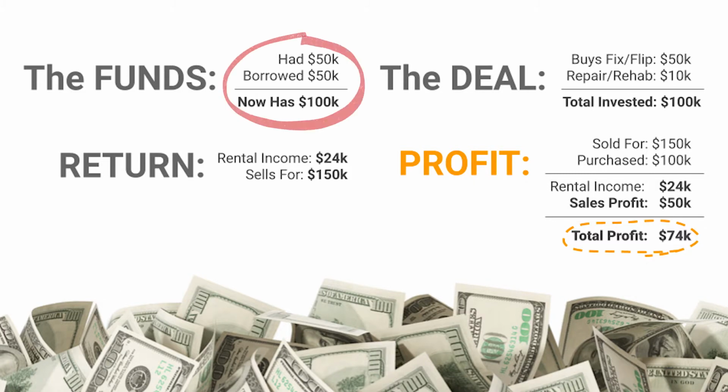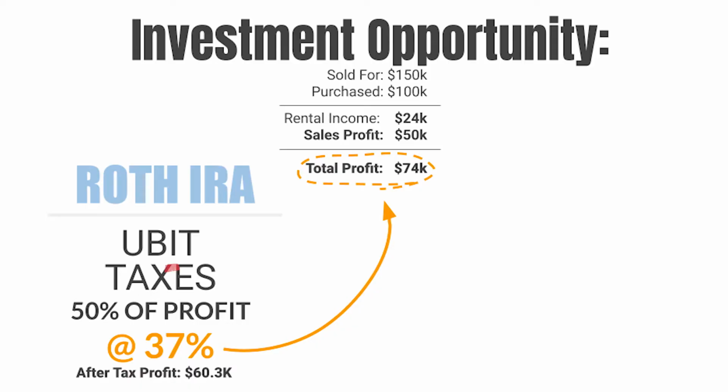I had $50,000. I got a $50,000 loan, got a property for $100,000. So I borrowed 50% of the purchase price from the bank. UBIT comes along and taxes 50% of my profits because I used 50% of the purchase from a loan from the bank.